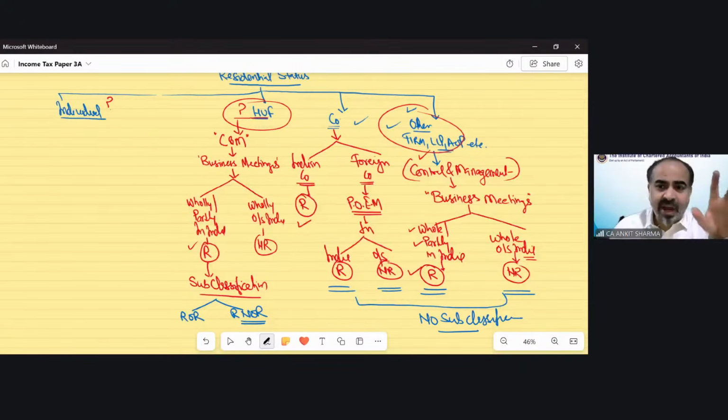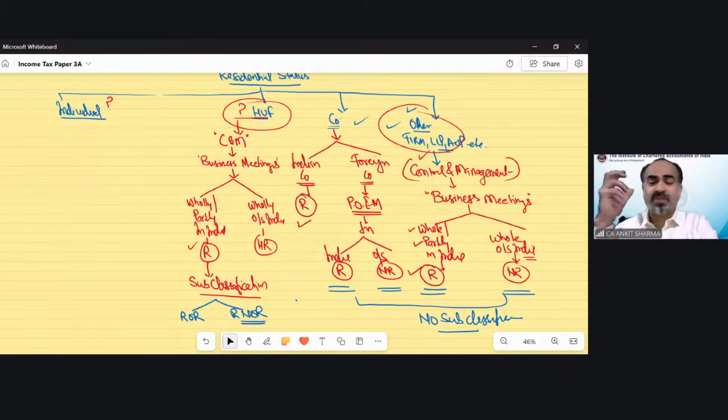So this is the difference. Up to finding out resident and non-resident, the concept is the same in case of HUF and partnership firm. But once you become a resident in case of HUF, the answer does not end. You need to further check for the subclassification: resident and ordinarily resident, or resident and not ordinarily resident. When a HUF will be ROR or RNOR, we will find out after completion of the individual residential status provision.